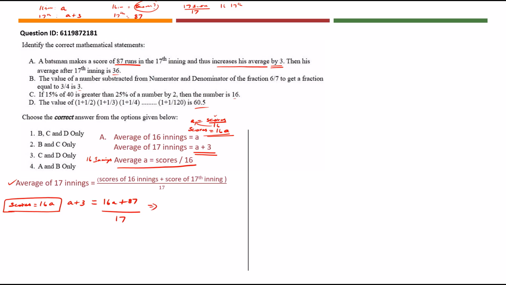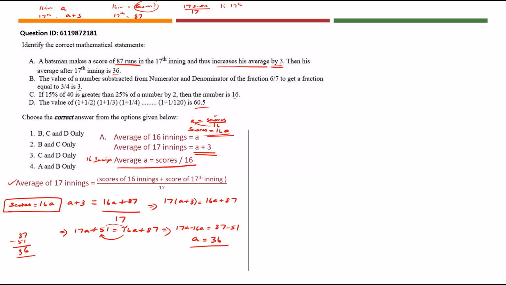Now we have to solve this. We will bring 17 to this side now. 17 into A plus 3 is equal to 16A plus 87. This will be 17A plus 17 into 3, which is 51, equal to 16A plus 87. Bring A to this side and 51 to that side. This will be 17A minus 16A, which is equal to 87 minus 51. 17A minus 16A will be A. 87 minus 51: 7 minus 1 is 6, 8 minus 5 is 3. A is equal to 36.